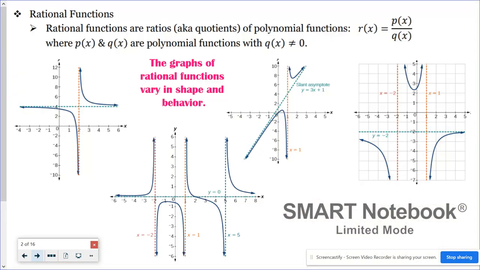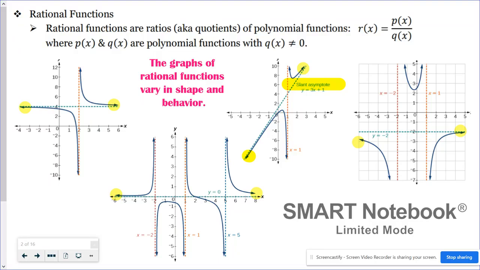Take a look here. Rational functions, they come in all shapes and sizes. Yeah, I see a lot of asymptotes too. Vertical asymptotes, horizontal asymptotes, something called a slant asymptote. Okay. But this episode focuses on the behavior at the ends of the function. And even those behaviors are different too.